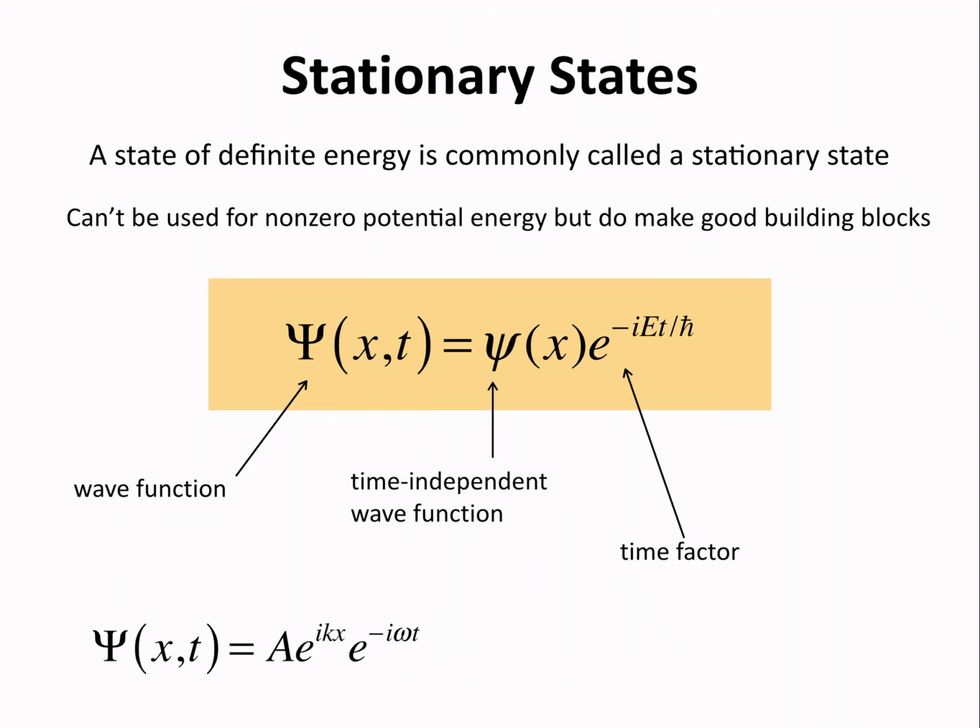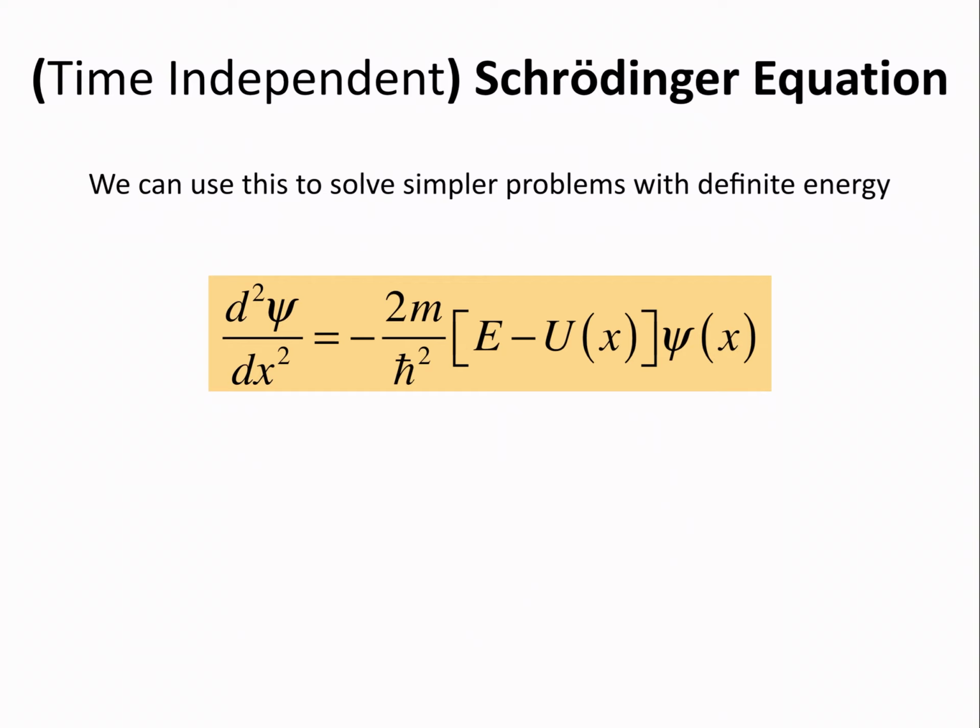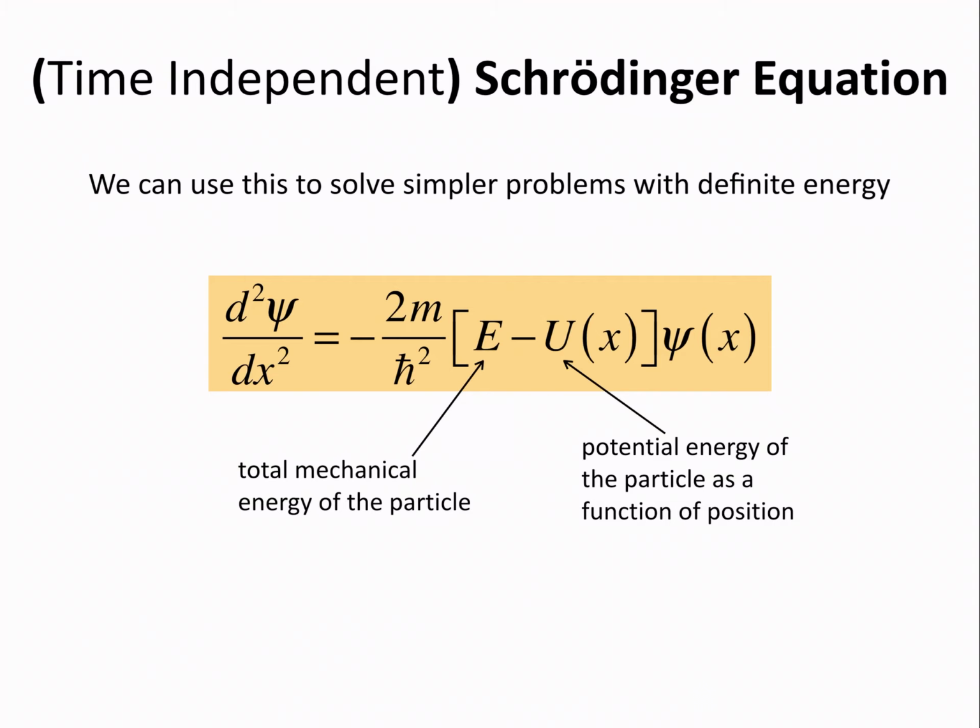Okay? So this can't be used for non-zero potential energy, but these are good building blocks. If you have potential energy that's not 0, we can use this to solve some of the simpler problems that have definite energy. So here's our total mechanical energy of the particle, and here's the potential energy of the particle as a function of position. So it's possible, like with the hydrogen atom, to not have a totally defined energy. The wave function for a state can be written as a combination of definite energy wave functions, and that's the same way a free particle wave packet can be written as a bunch of sinusoidal waves that are superimposed on each other. So we have these functions of definite energy, and we can use them to form combinations to get other things. All right.